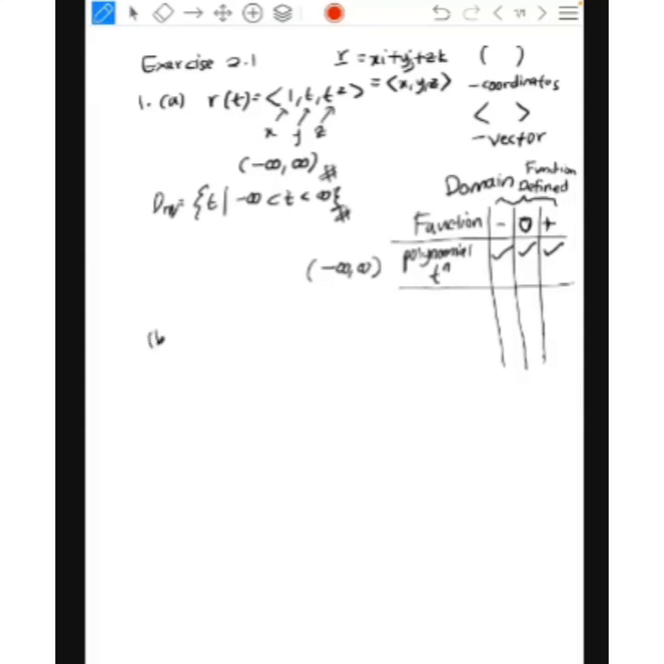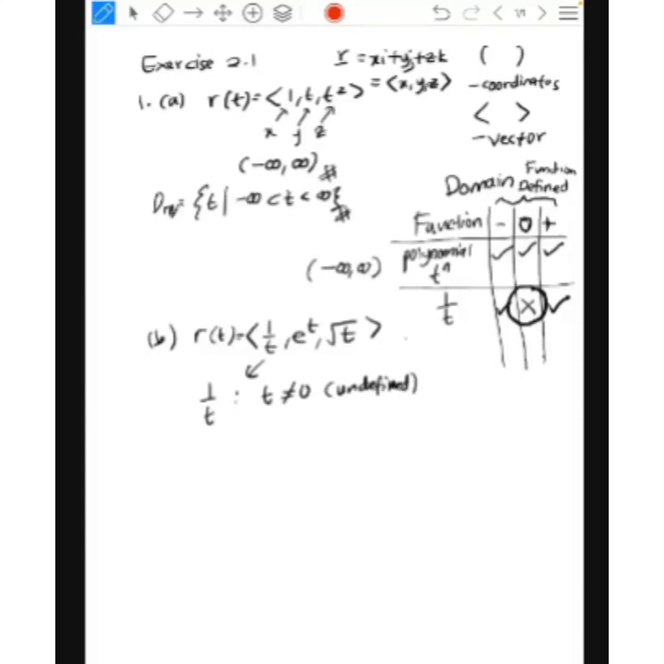Let's see B. First we have 1 over t. So if your t is negative, it is defined. If your t is 0, 1 over 0 is not defined. If your t is positive, it is also defined. So in this particular domain, your function is not defined. So we say that for the first one, 1 over t, t cannot be 0, because when t equals 0, it is undefined.